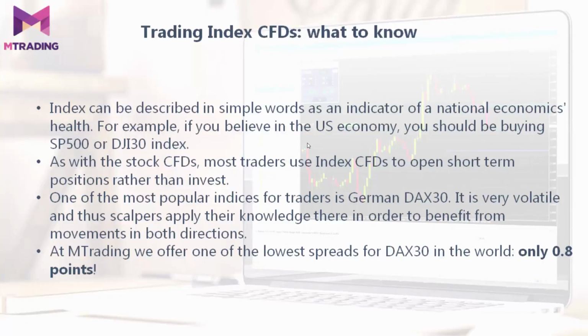Now moving on to index CFDs. An index can be described in simple words as an indicator of a national economy's health. For example, if you believe in the US economy, you should be buying the SP 500 or DJI 30 index. As with the stock CFDs, most traders use index CFDs to open short-term positions rather than invest. One of the most popular indices for traders is the German DAX 30. It is very volatile, and thus scalpers apply their knowledge there in order to benefit from movements in both directions. At MTrading, we offer one of the lowest spreads for DAX 30 in the world, only 0.8 points.